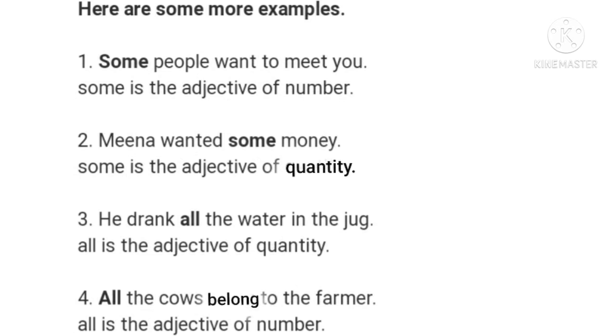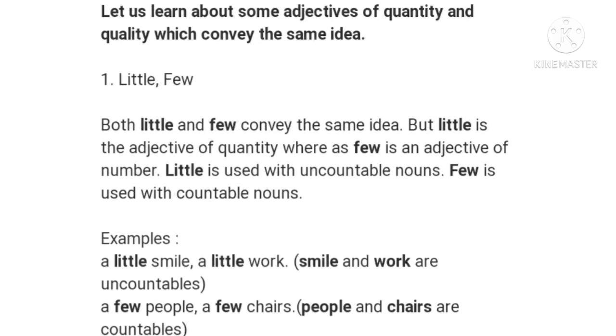Now let's learn about the difference between little and few. Both little and few convey the same idea, but little is the adjective of quantity, whereas few is an adjective of number. So look at the difference. Little is used with uncountable nouns and few is used with countable nouns. For example, we can say a little smile because it is uncountable. A little work, uncountable. But we cannot say a little people. We have to say a few people, a few chairs, because people and chairs are countable.